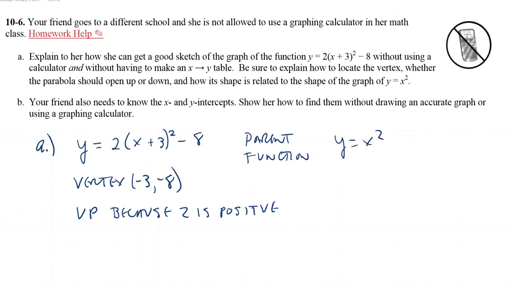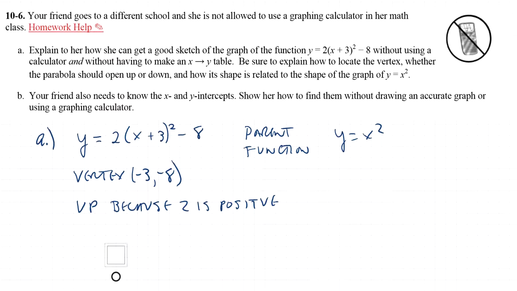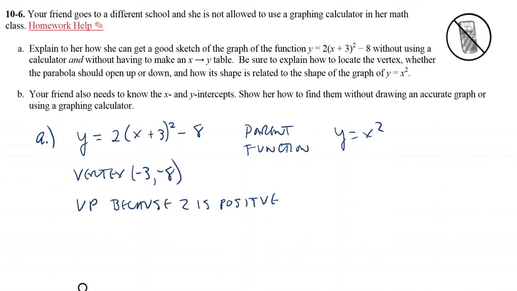And then it says how is the shape related to y equals x squared. Well, the number here, the 2, tells me that it's going to be vertically stretched. Since we have a 2, the graph is going to be vertically stretched by 2.